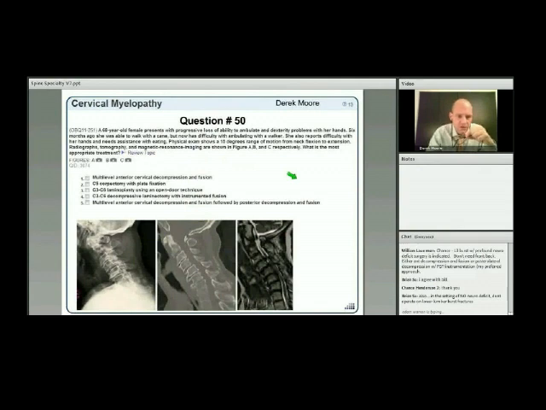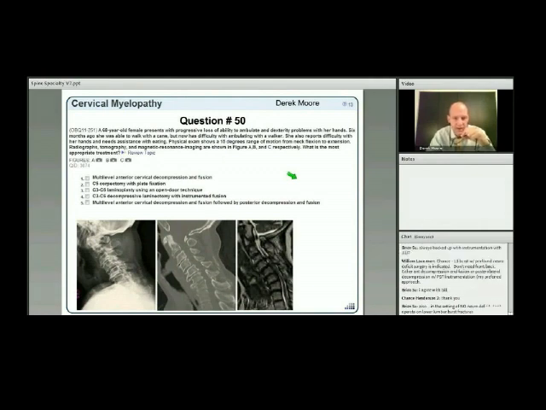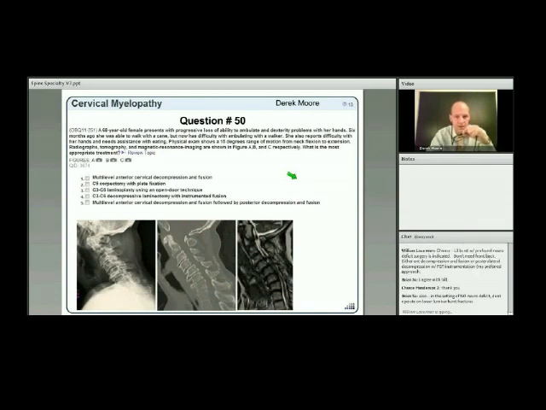The next question, a 60-year-old female presents with progressive loss of ability to ambulate and dexterity problems with her hands. 6 months ago she was able to walk with a cane, but now has difficulty ambulating with a walker. She also reports difficulty with her hands and needs assistance with eating. Physical exam shows 15 degrees range of motion from neck flexion to extension. Radiographs, CT, and MRI are shown in figure A, B, and C. What is the most appropriate treatment?